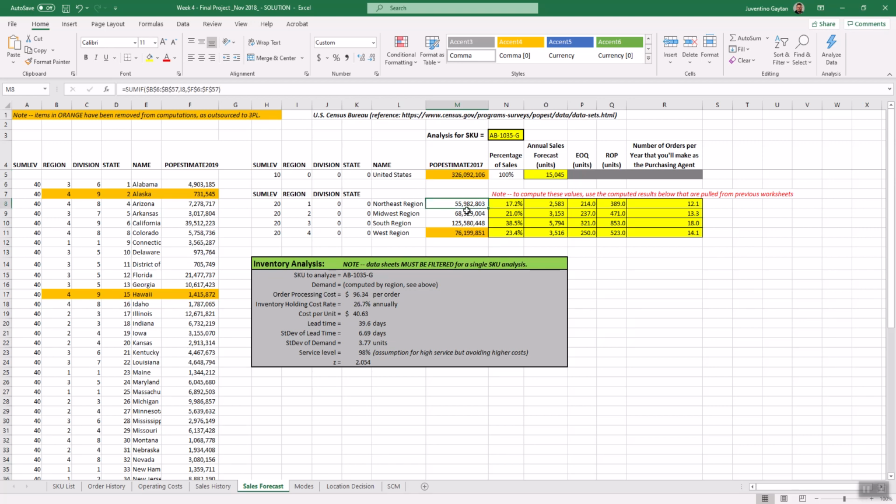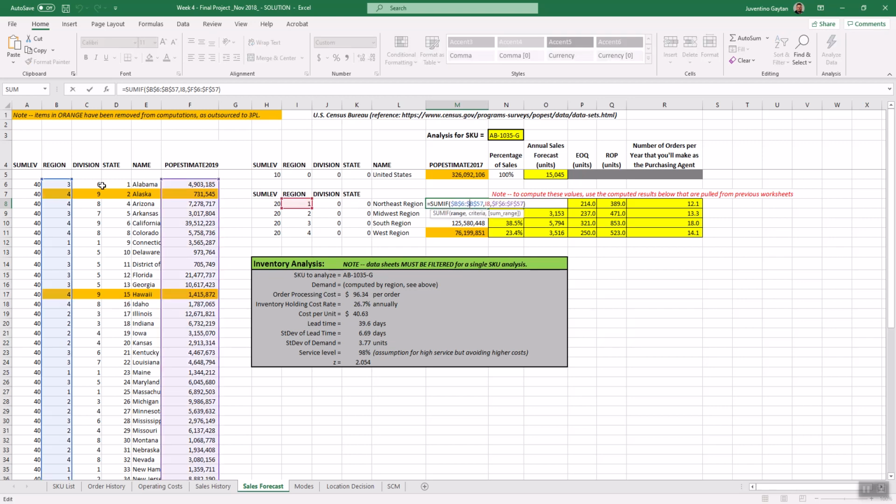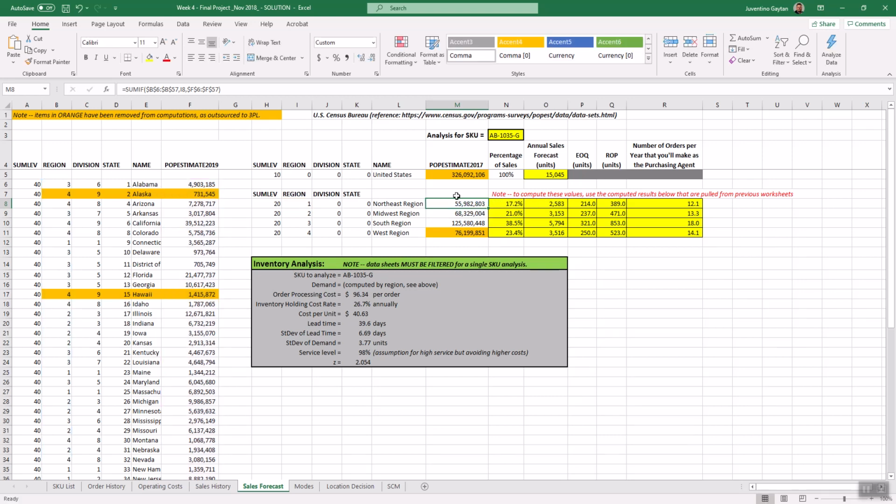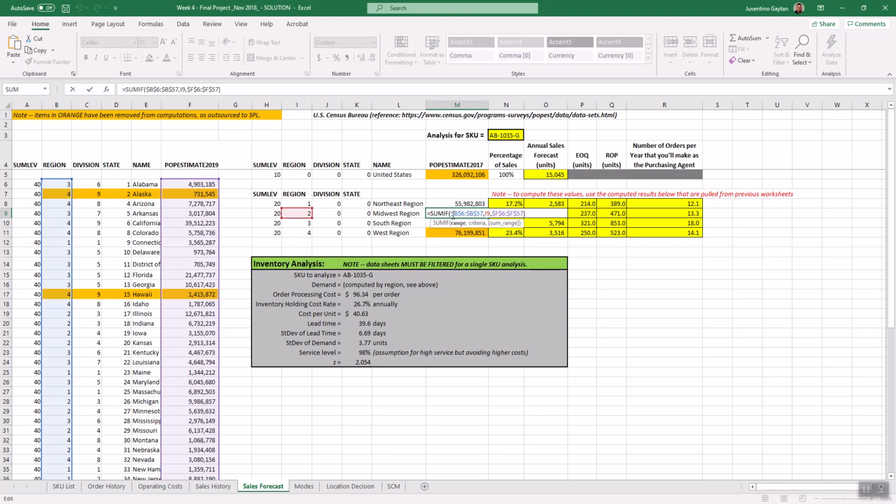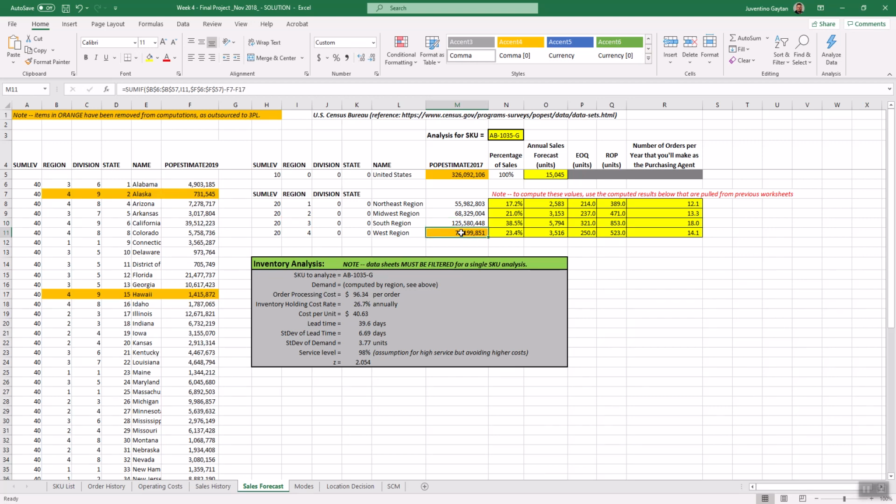For the Northeast region, you'll want to do a sum if statement, and we want to use the region number, the population estimate, and the region number over in the table, so that way we can get our population of the Northeast region, which is basically based by the region number. So you'll do the same thing for region 2, region 3, and region 4. So that will give you your population estimate in 2017 for each of the 4 different regions.